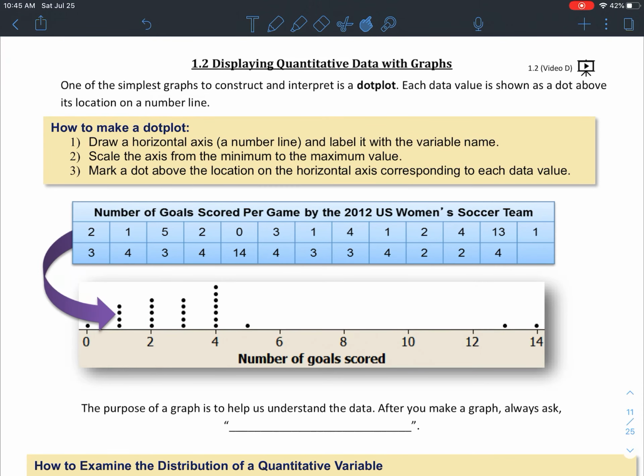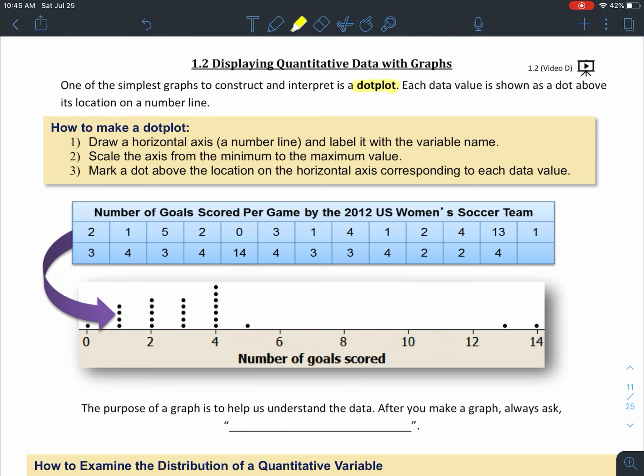Okay, we're going to move on to section 1.2, and this is where we get to start talking about different ways of displaying quantitative data using graphs. Previously we talked about how to display categorical data using graphs, okay? One of the simplest graphs that you can construct in statistics is a dot plot, and it's actually used a lot. I think one, because it is so easy to construct, but it also tells you a lot about the distribution of data that you've collected.